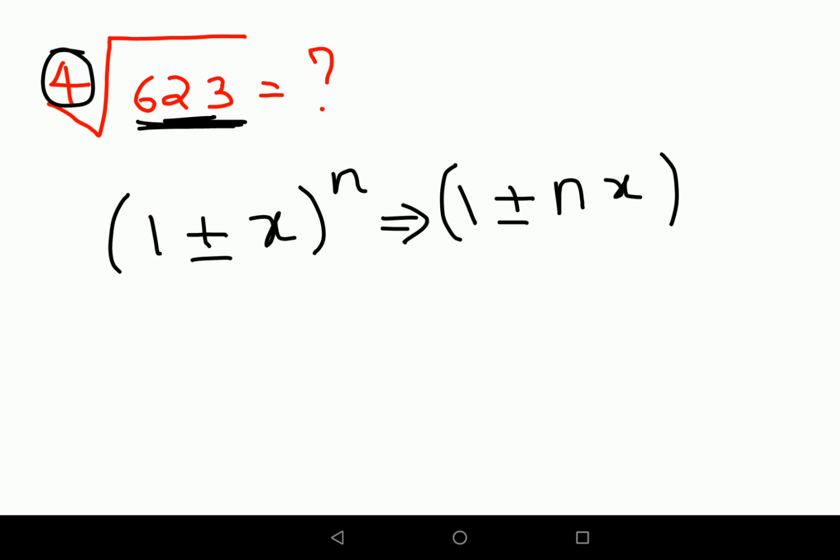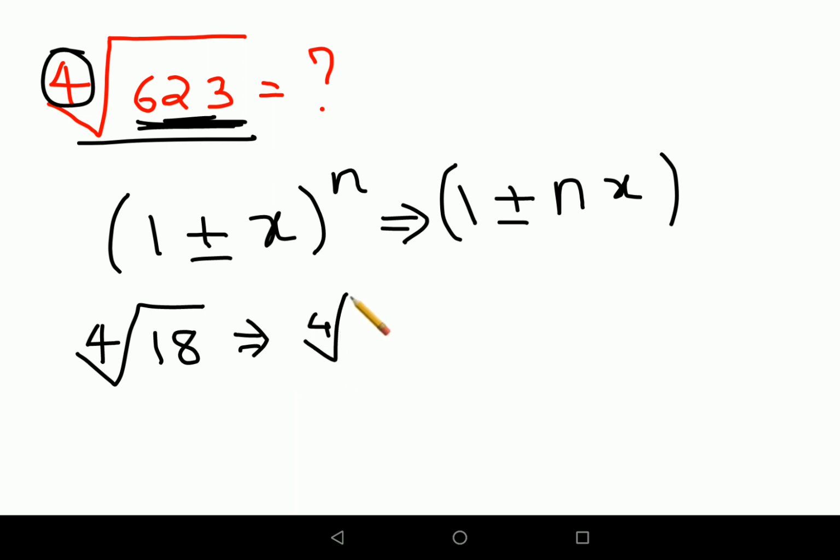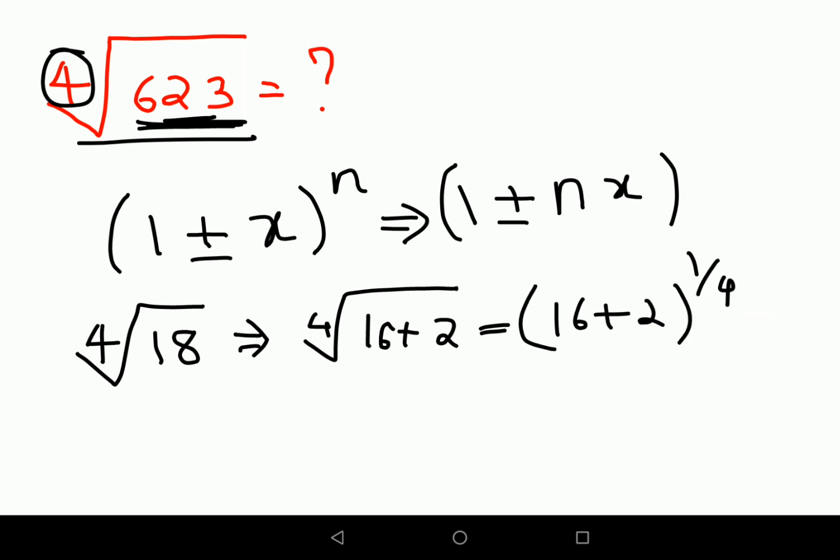Instead of taking this first question right now, I'll just do the fourth root of 18. Okay, so now the fourth root of 18 can be written as what? See, you have to first write this in terms of the closest perfect fourth power. So I can write this as nothing but 16 plus 2. So this then becomes 16 plus 2 the whole raised to 1 upon 4. Instead of the fourth root, I'm just writing it in index form.